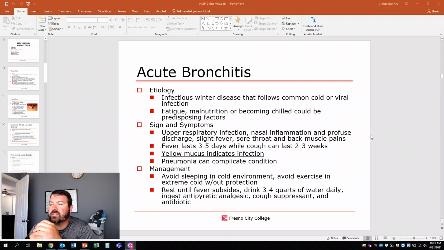Masks are more common nowadays, and that just helps you breathe in warmer air to avoid some of this. Rest until fever subsides. Drink a lot of water. Eat well. Cough suppressants, antibiotics, any over-the-counter thing that you may need to treat symptoms. But not bad. Just get checked out by your doctor. Make sure there's nothing else that's worse.